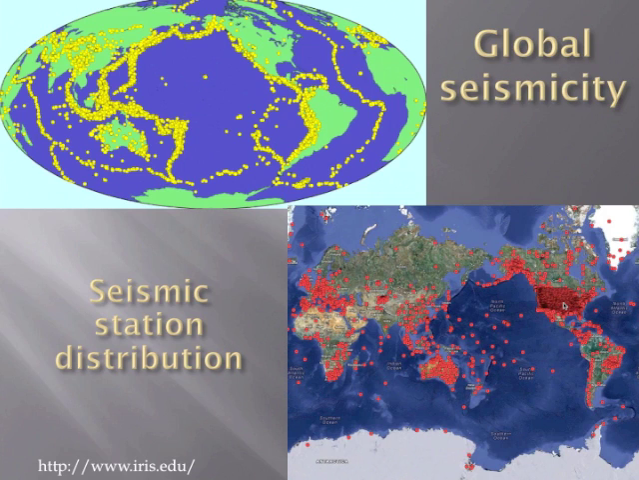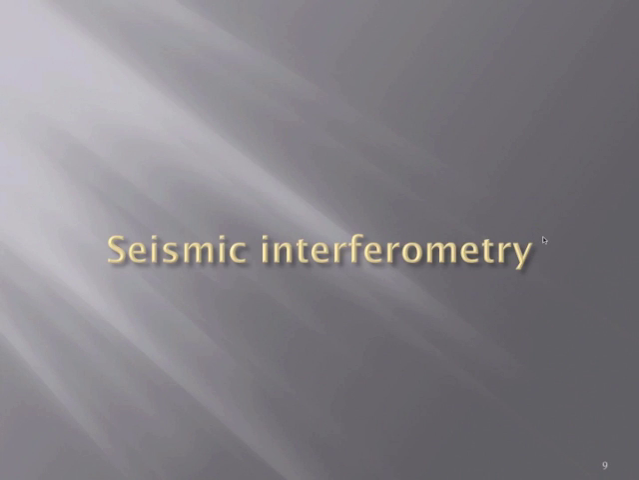So in a way, it would be much nicer if we can extract waves propagating between two stations, not only between an earthquake and a station. If we can extract information for waves propagating between two stations, then that will give us a better tool to study some of the very shallow structures. So that leads to seismic interferometry.